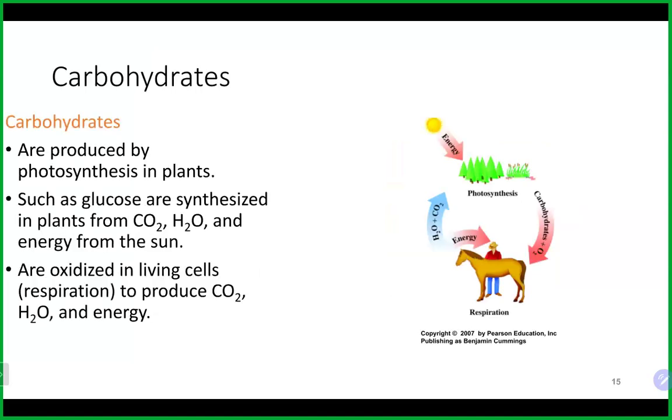So let's talk a little bit about carbohydrates. They are produced through photosynthesis, such as glucose in plants from CO2 and H2O, and through respiration. So we get some energy from the sun, a little photosynthesis creates some carbohydrates, and obviously there's this cycle of water and CO2 and this respiration cycle that involves energy coming in as well.